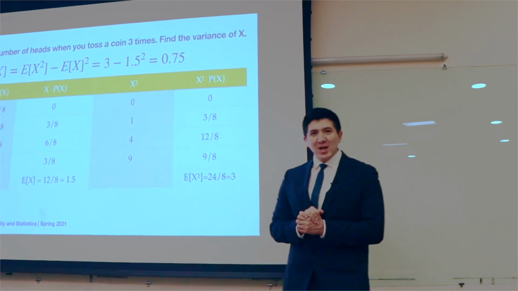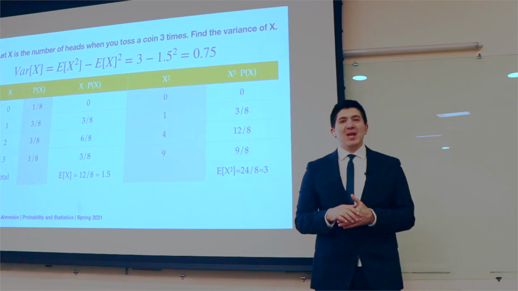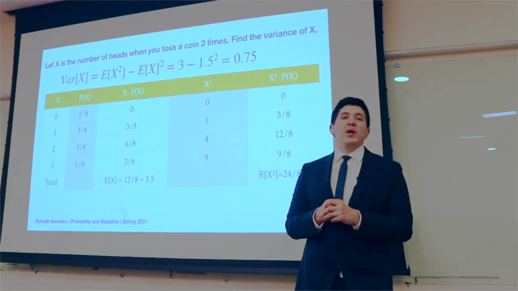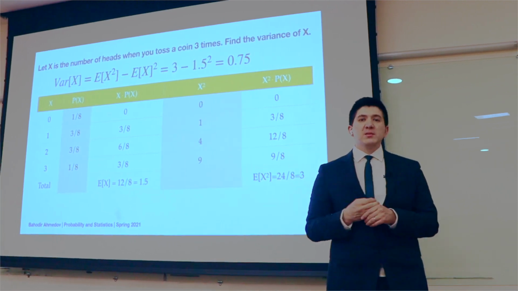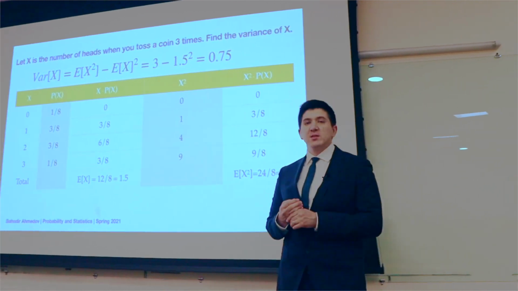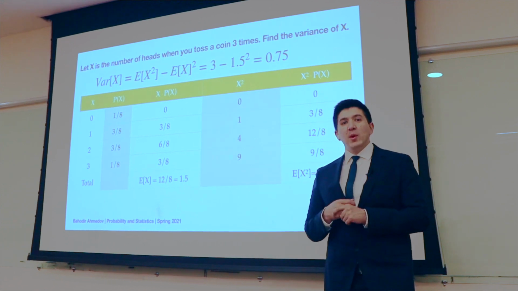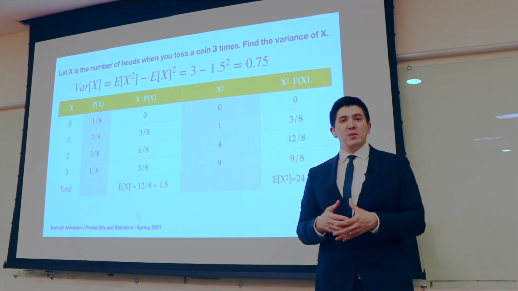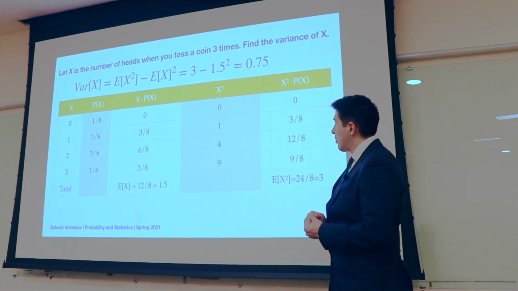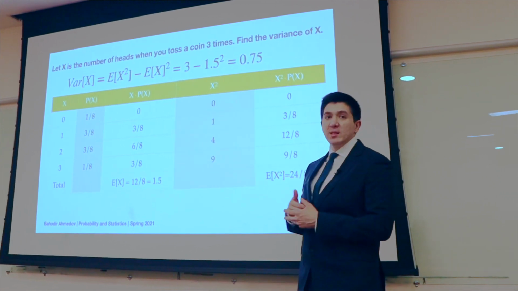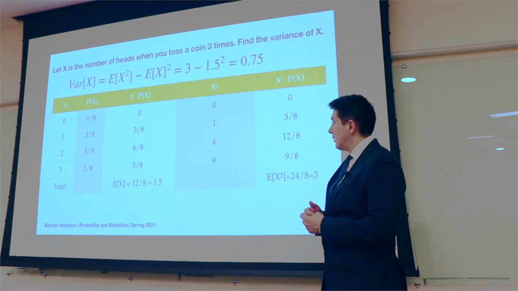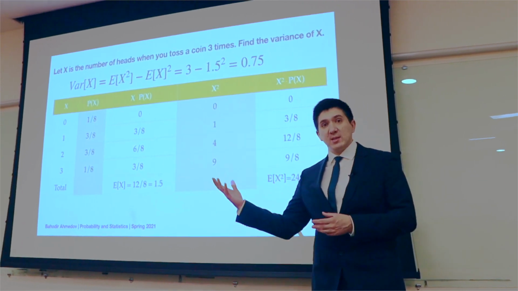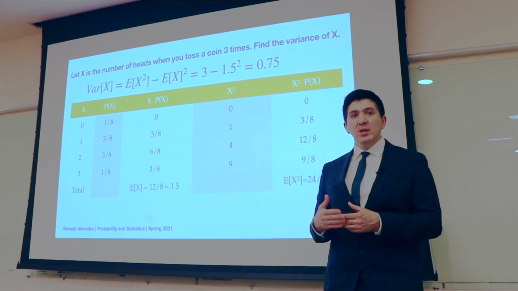At the same time, it is possible that you get only 1 head, right? There are 3 different scenarios of getting 1 head: either heads, tails, tails, or tails, heads, tails, or tails, tails, heads. The probability of each of the cases is 1 over 8, and the total probability is going to be the sum of the 3. That is why the probability of obtaining 1 head is 3 over 8, and so on.